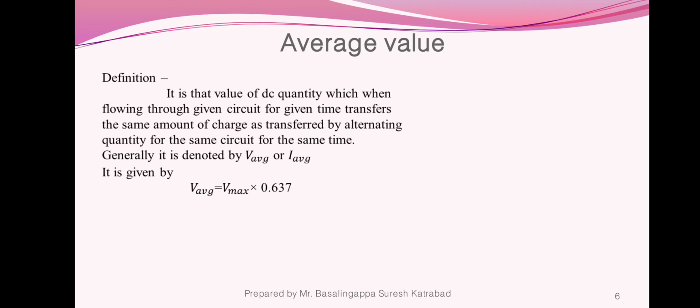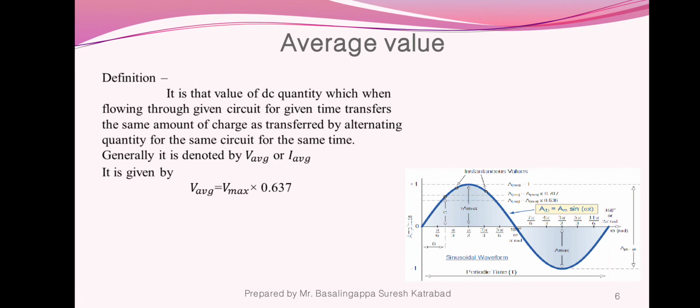Here we are giving AC supply. Simply we are taking a capacitor device and we are giving AC supply. Charge will be transferred. Whatever charge is transferred by the AC quantity, now I want to transfer the same amount of charge by giving DC supply. So whatever current or voltage is required to transfer the same amount of charge as transferred by the alternating quantity, that is known as average value. Again we are here showing the average value.